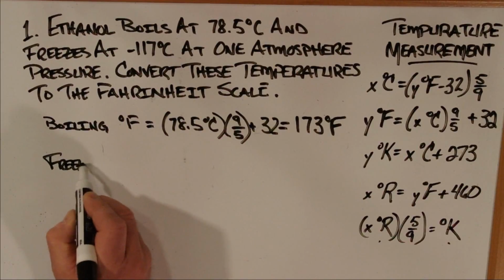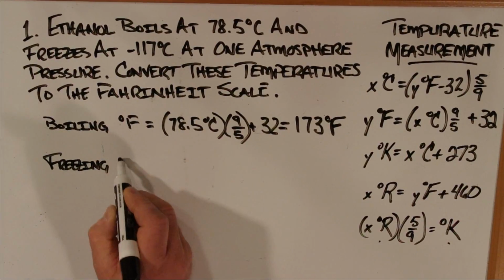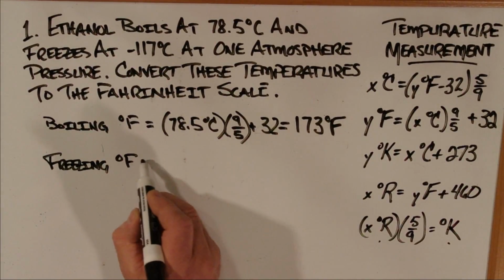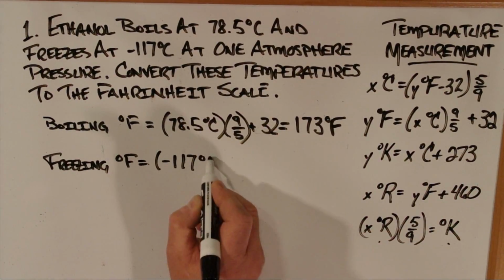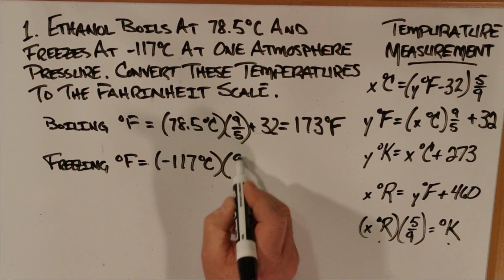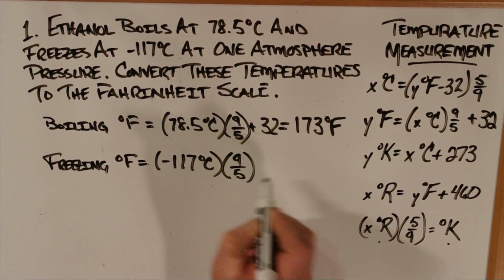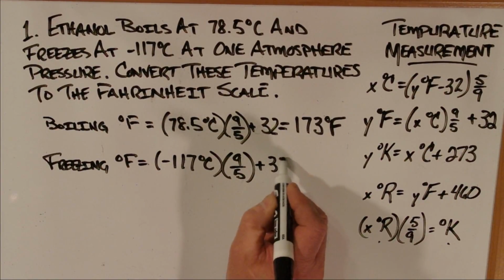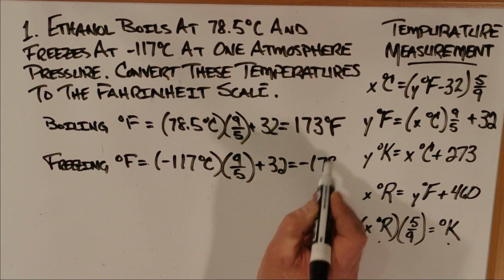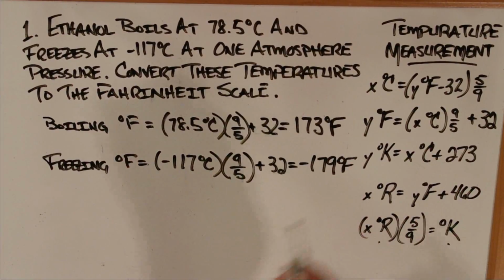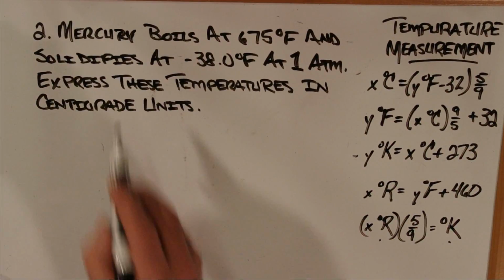The freezing temperature we'll calculate the same way. Degrees F will equal negative 117 degrees C multiplied by 9 over 5, to which we'll add 32. And we come up with a numerical value, the freezing point for ethanol in degrees Fahrenheit, as negative 179.